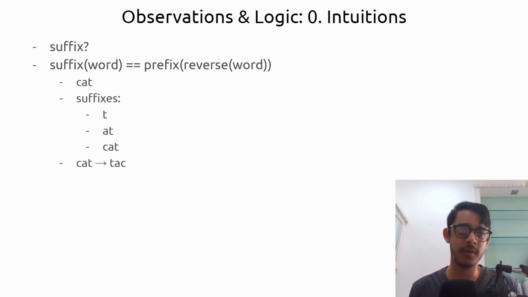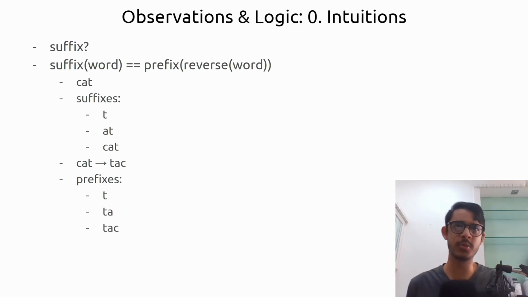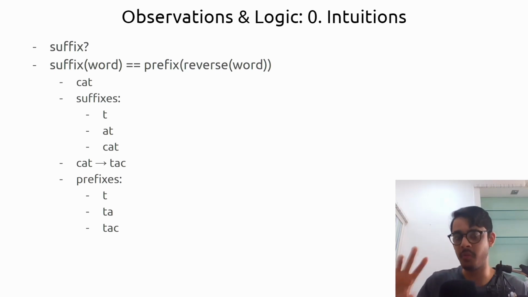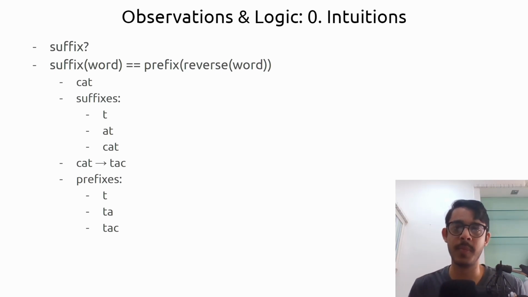So when we reverse the word, what do we have? CAT becomes TAC. Pretty simple. Now let's get all of their prefixes. The prefixes of TAC are going to be T, then TA, and then TAC. Pretty simple, nothing too special, right? We've just enumerated the suffixes and the prefixes. But what do you notice in between those two?